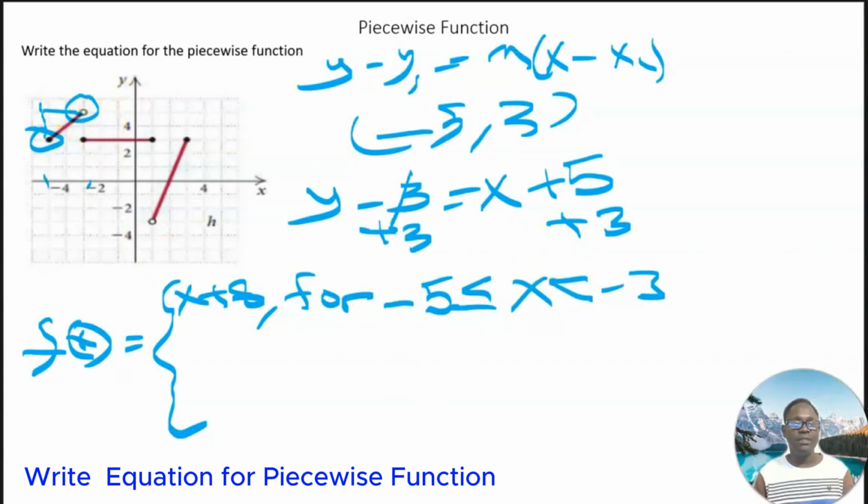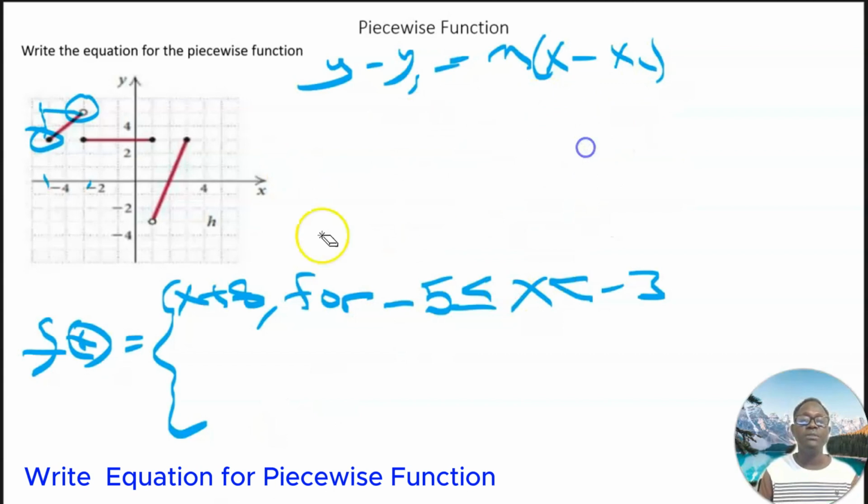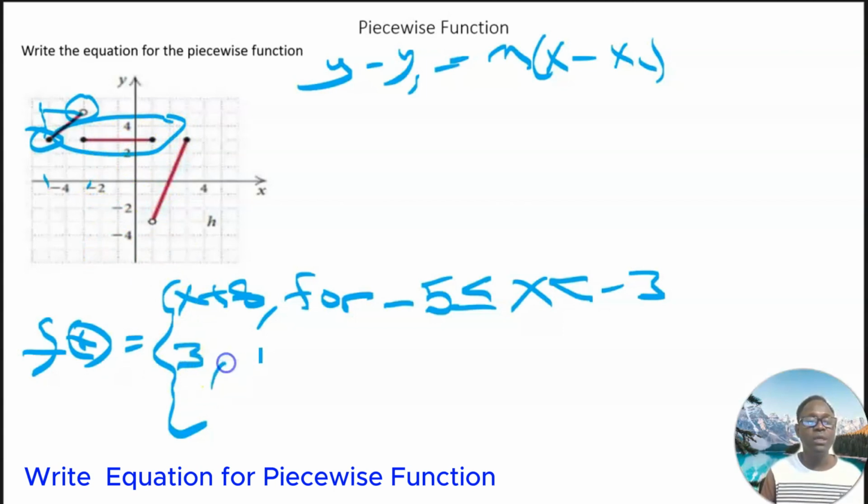And x with no equal sign, that end has an open circle. And now we have to find the equation for the second line and then for the last one. So we have the second line, let's try to find this one. This one is a horizontal line, which means the y value is equal to 3. So we have y equal to 3.